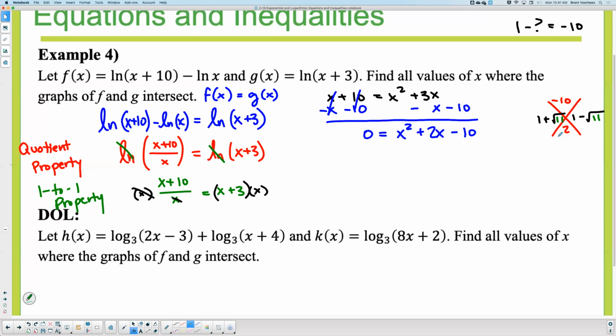I'm off on the time, huh? Those are our values. Only one of them would be good. x plus the square root of 11 times x minus the square root of 11. One of those will be extraneous. That one's extraneous. This one is good.